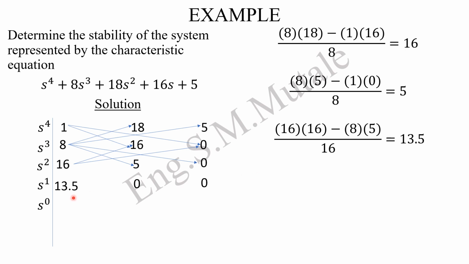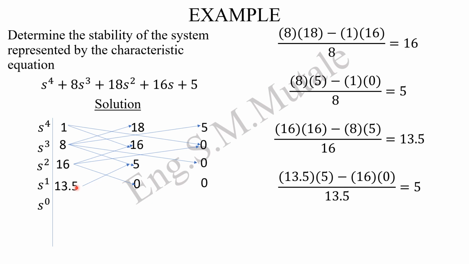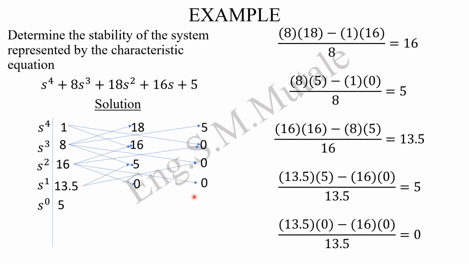For this one here, it's this times this, minus that by that, divided by 13.5. We are going to have 5, which is that one there. For these, there will be zeros, of course, because it will be 13.5 times 0, minus 16 times 0, divided by 13.5 there. We are having a 0. So that will produce a 0, of course, and the other one will produce a 0 as well. So we are having those as our zeros. So our array is done.